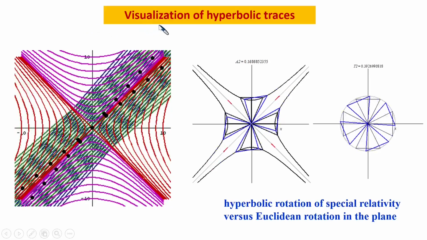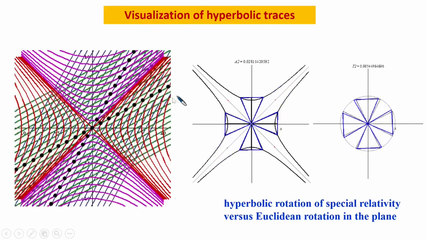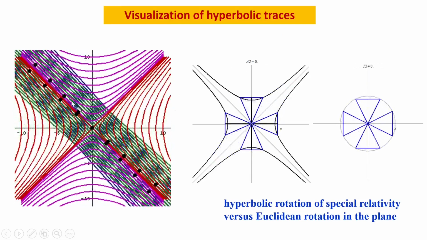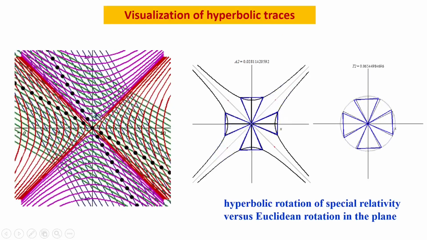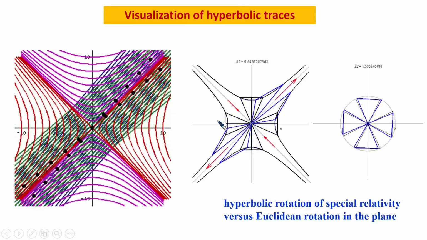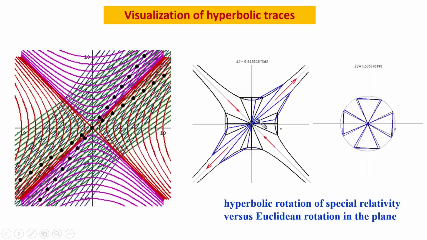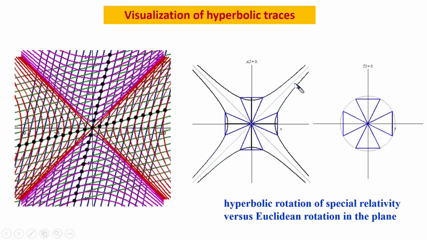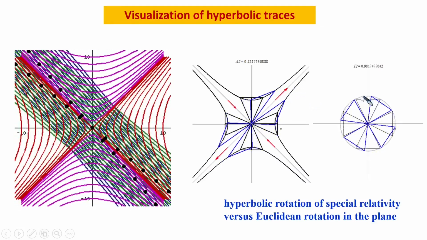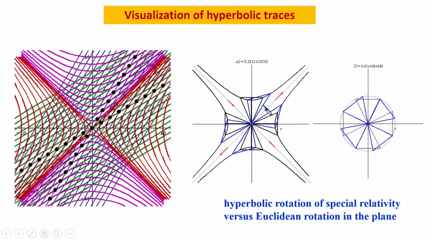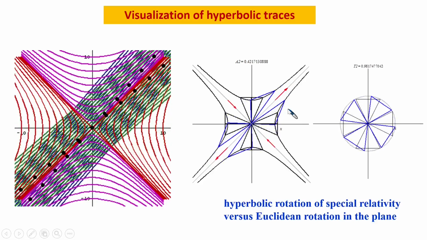Now we see here some visualization of hyperbolic traces. Here the particles follow the hyperbolic path. Each of these particles moves at a constant radius, as we discussed earlier for the hyperbolic traces, and here I show you how the rotation happens. The time axis and the space axis squeeze as the velocity increases. Unlike in the Euclidean rotation, where the shape of the triangle does not change, here you can see that it is squeezing as the angle is changing.